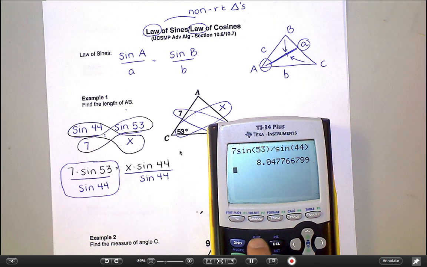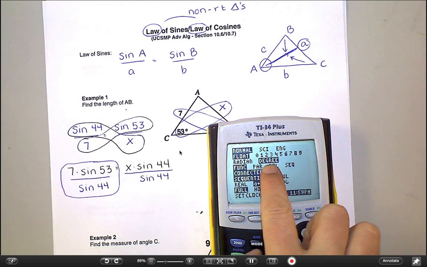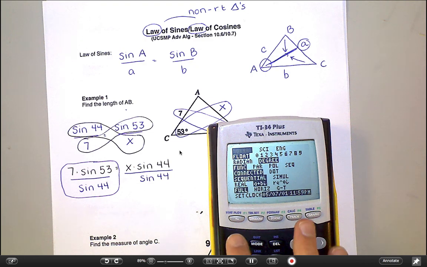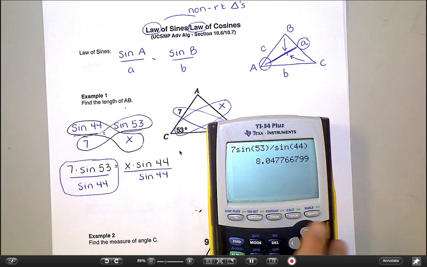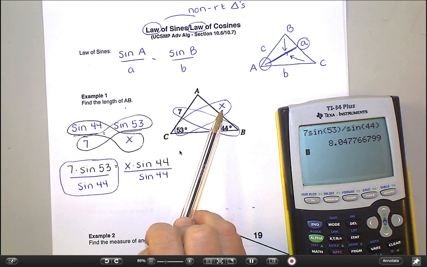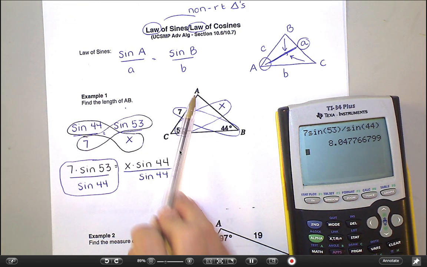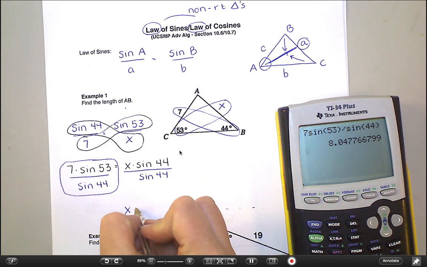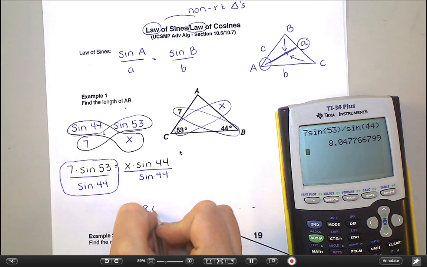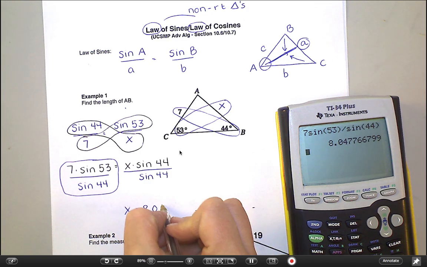I just want to double check, I thought of this as I was typing it in. Yep, I am in degrees, so just want to make sure that was correct. Looked correct. Okay, so that means that my side length over here would be 8.04, and that seems pretty reasonable looking at the size of this triangle. So x equals 8 point, I guess it would technically be 8.05.